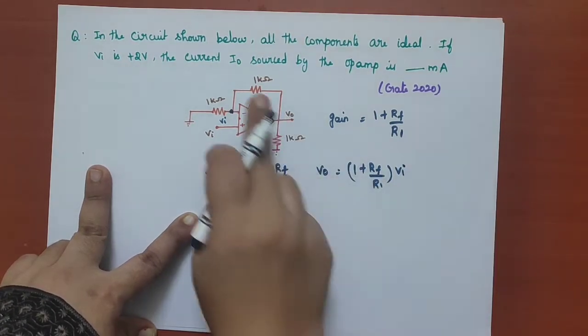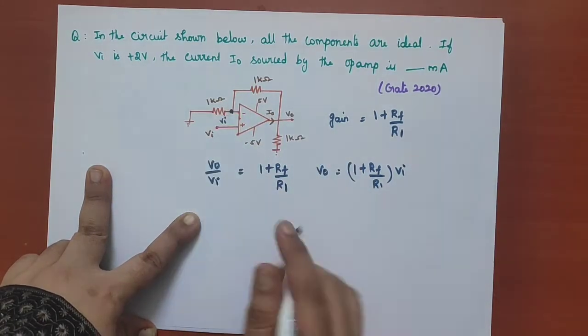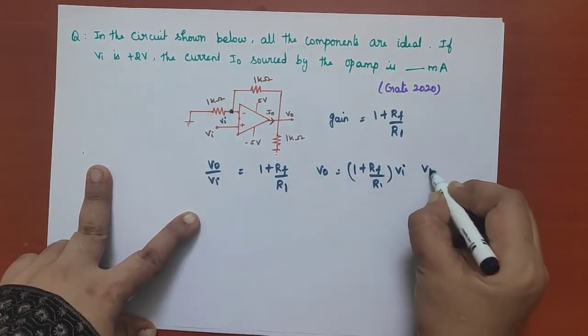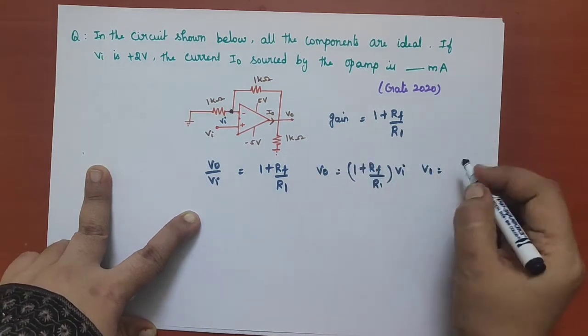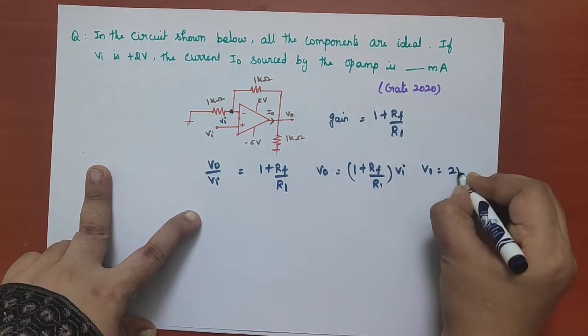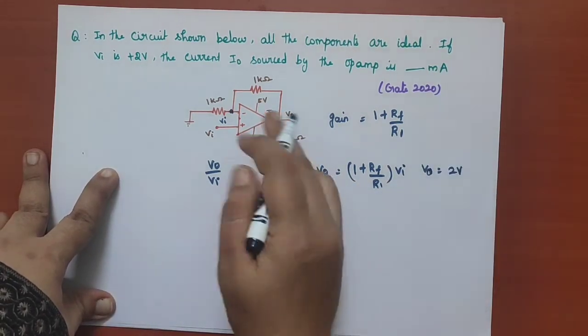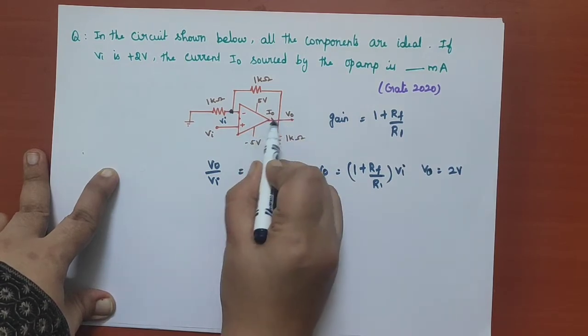Okay. So what is Rf? Rf is 1K, R1 is 1K, Vi is 2 volt. When we apply all these values here, we will get V0 equal to 4 volt. Okay. So we have found out what V0 is. Our aim is to find what is I0.